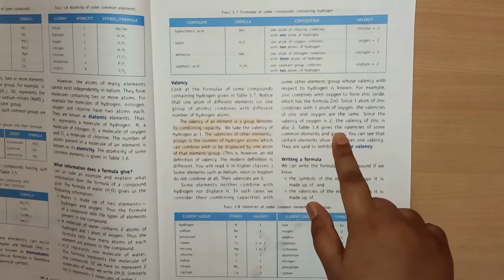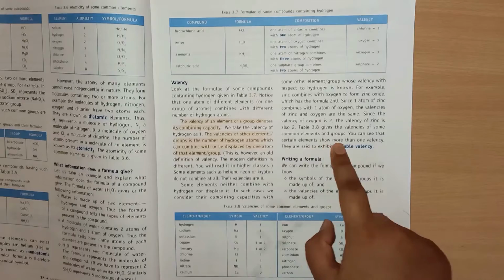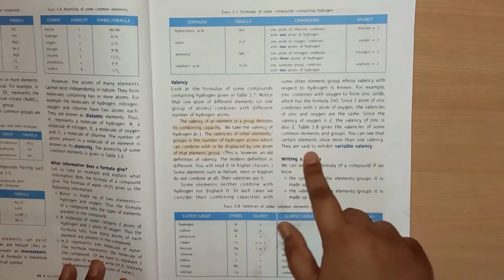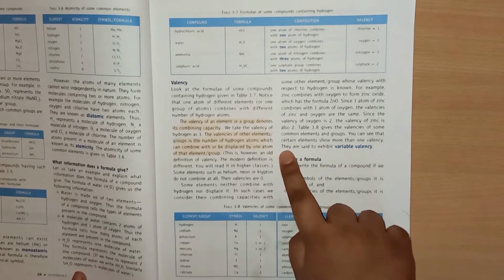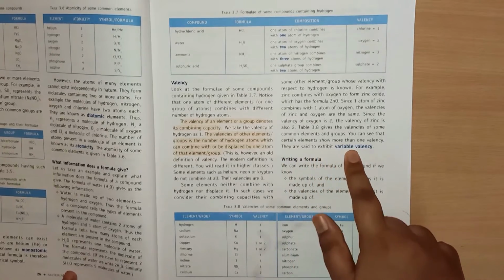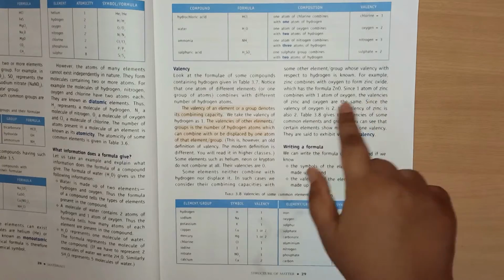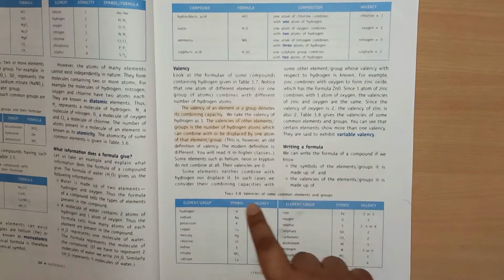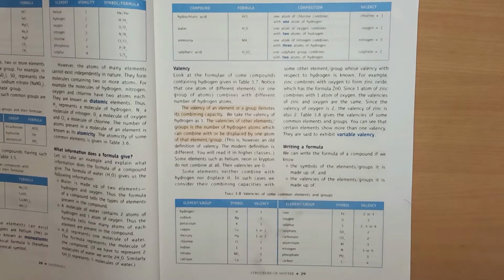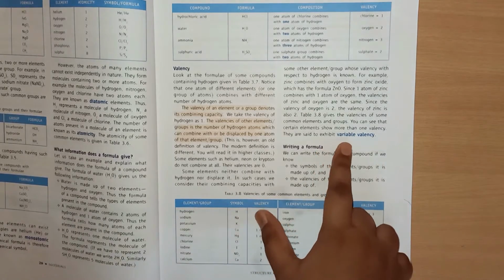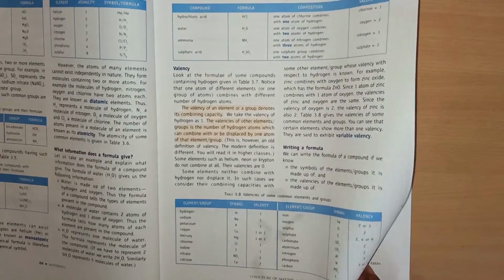Table 8.3 gives the valency of some common elements and groups. You can see that certain elements show more than one valency. They are said to exhibit variable valency. So they are telling us to read the table. They have given some valencies of common elements, and the elements which have more than one valency are known as variable valency.